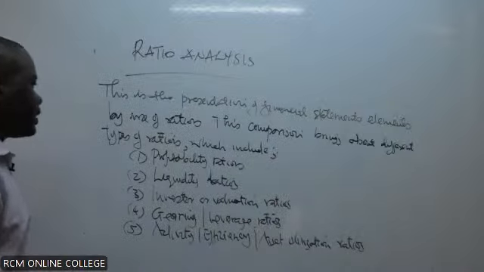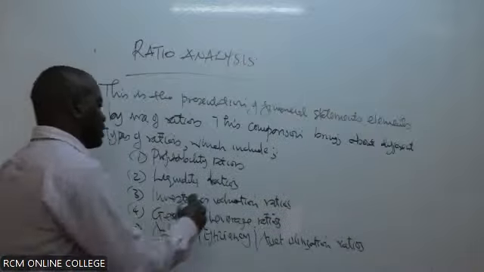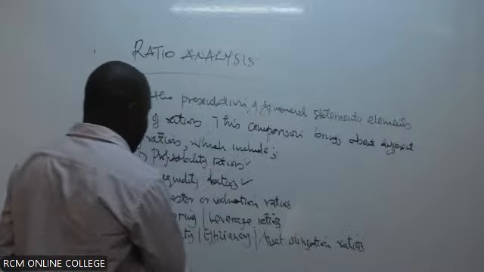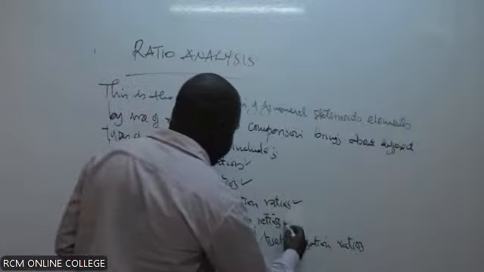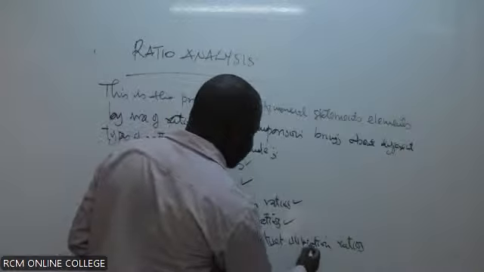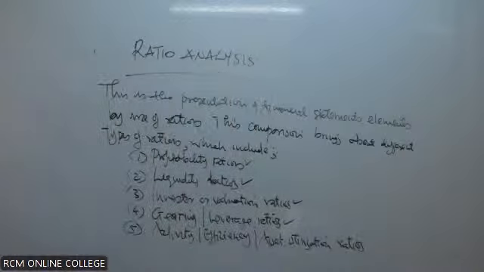So we can have these ratios. There are a number of ratios. There are so many. But we can categorize them as profitability ratios, liquidity ratios, investor or valuation ratios, gearing or leverage ratios, or activity or efficiency or asset utilization ratios. So those are the types of ratios we can have.